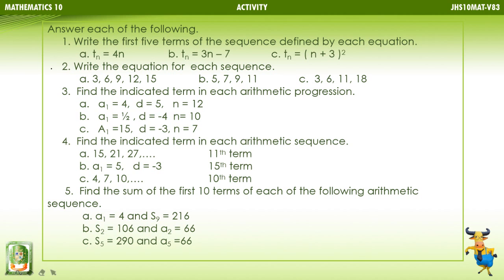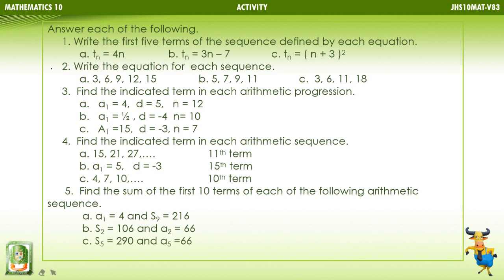3. Find the indicated term in each arithmetic progression. A. a sub 1 equals 4, d equals 5, n equals 12. B. a sub 1 equals 1/2, d equals negative 4, n equals 10. C. a sub 1 equals 15, d equals negative 3, n equals 7. 4. Find the indicated term in each arithmetic sequence. A. 15, 21, 27, 11th term. B. a sub 1 equals 5, d equals negative 3, 15th term. C. 4, 7, 10, 10th term.